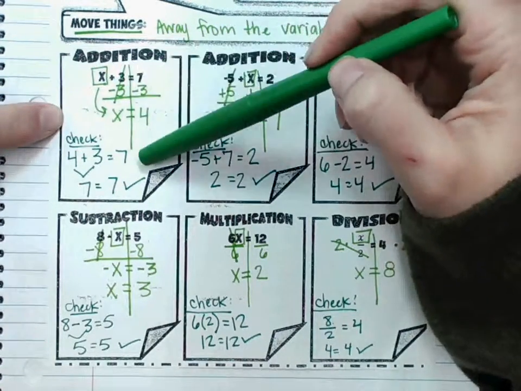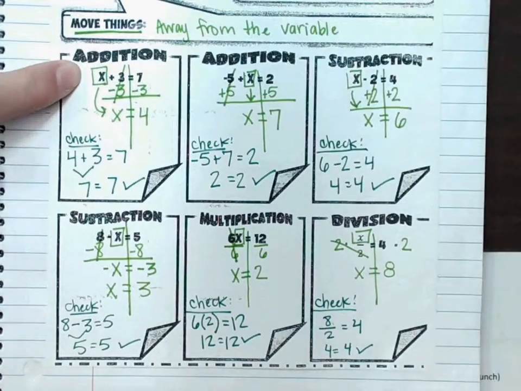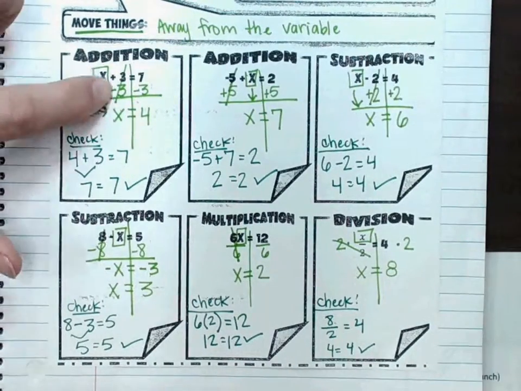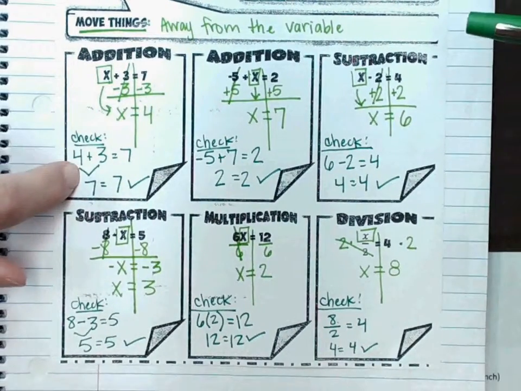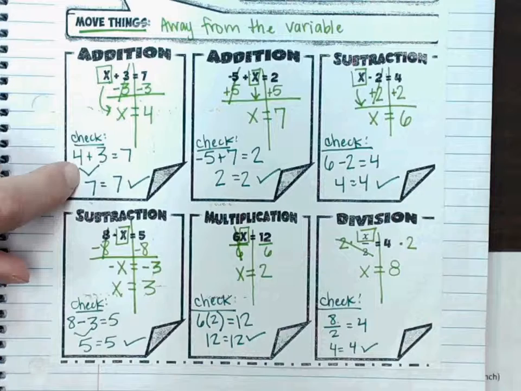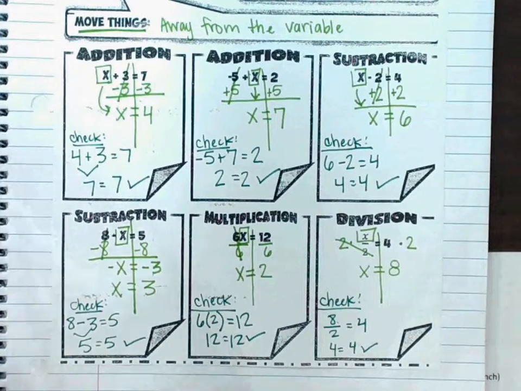Alright, so just a couple reminders. I always want you to draw the line where the equal sign is, box your variable, and then first thing is figure out what would get rid of this, what would cancel out the number with the variable to get rid of it. And then always, always, always check, because there's no excuse for missing these, because you can always check your answers.